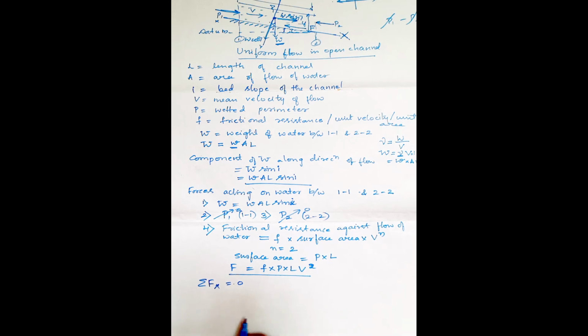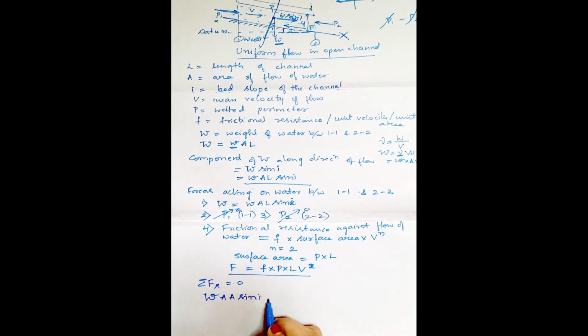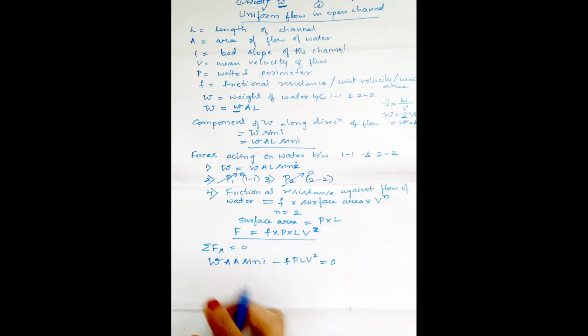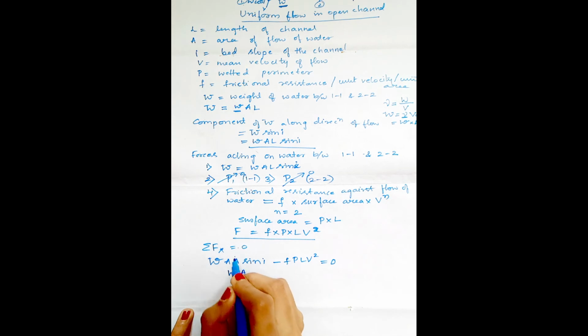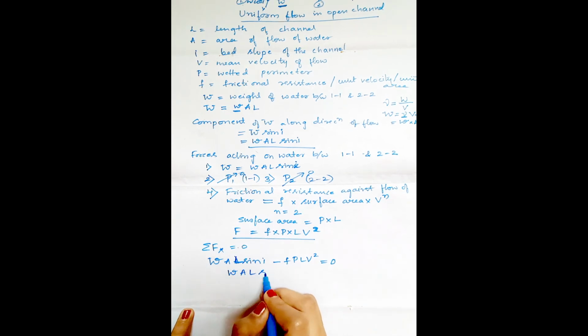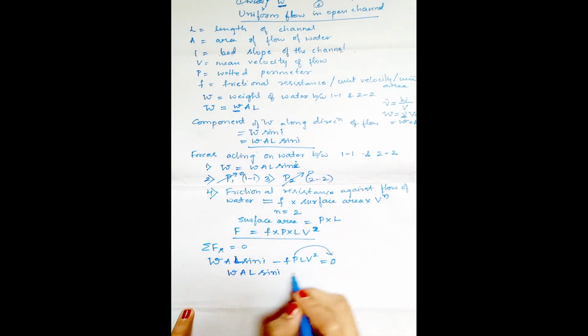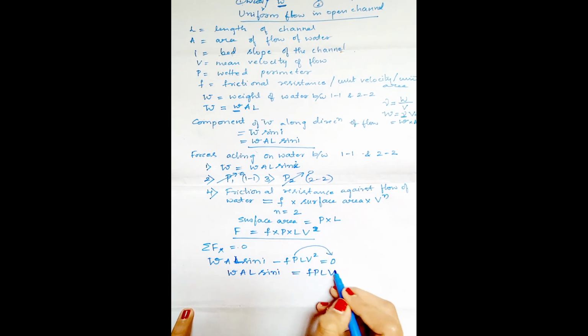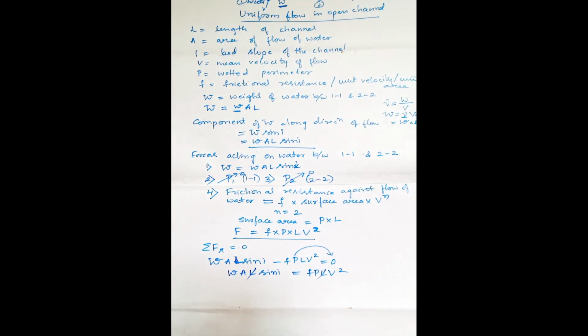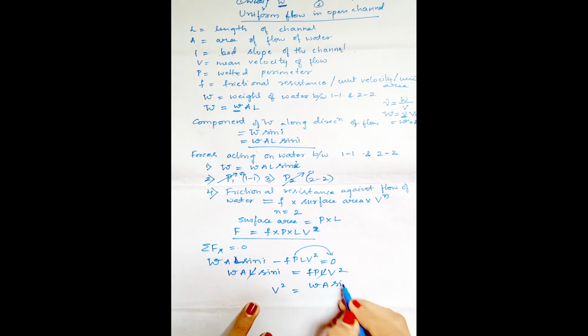Let us resolve all the forces along the x direction and equate it to 0. The weight component is w, the specific weight, A L sin I, minus F P L V square, is equal to 0. Let us simplify this. w A L sin I, we send this to the right hand side, so it will be F P L V square. L will get cancelled. So V square is equal to w A sin I divided by F into P.